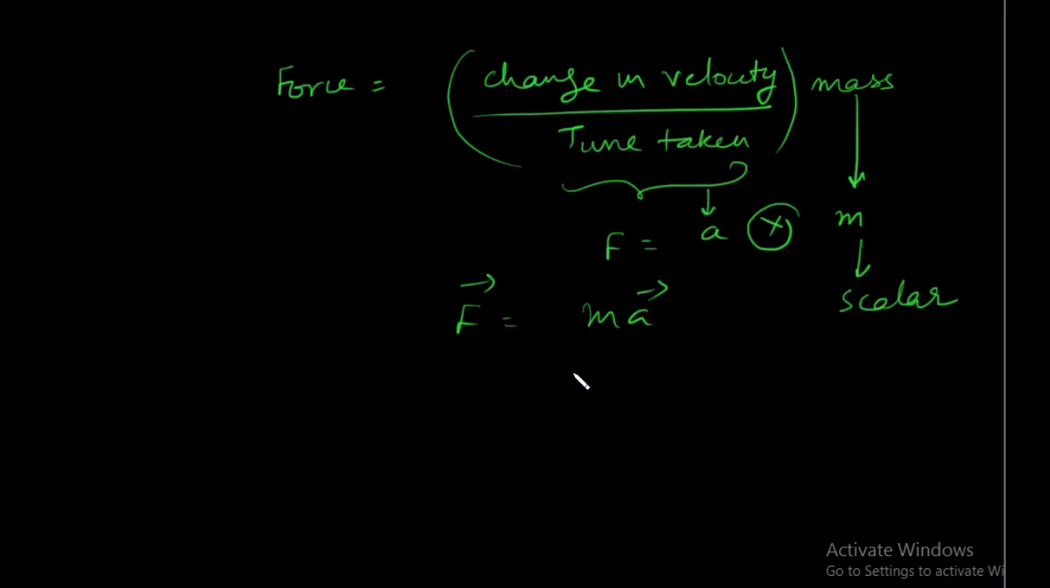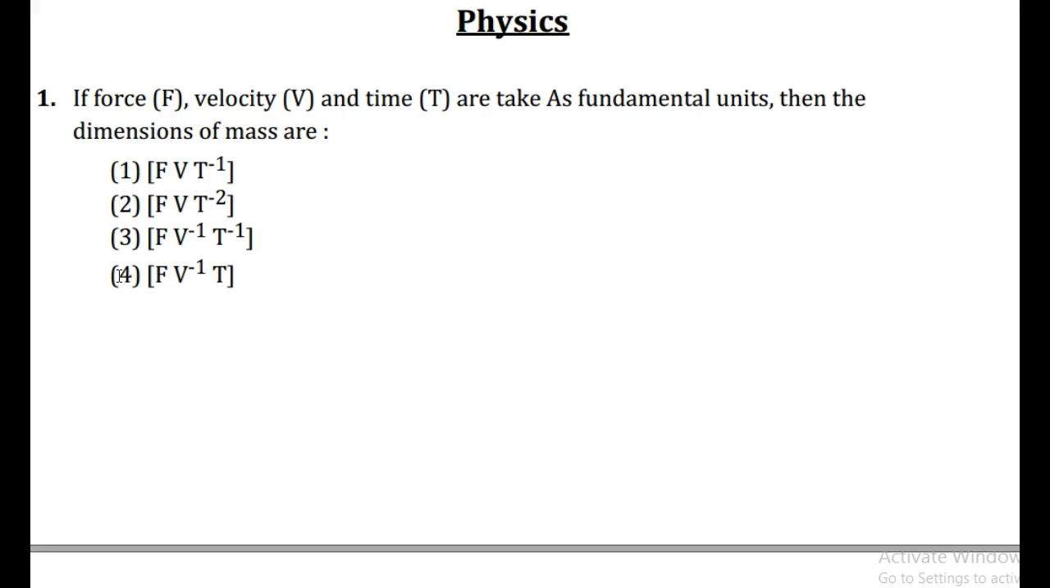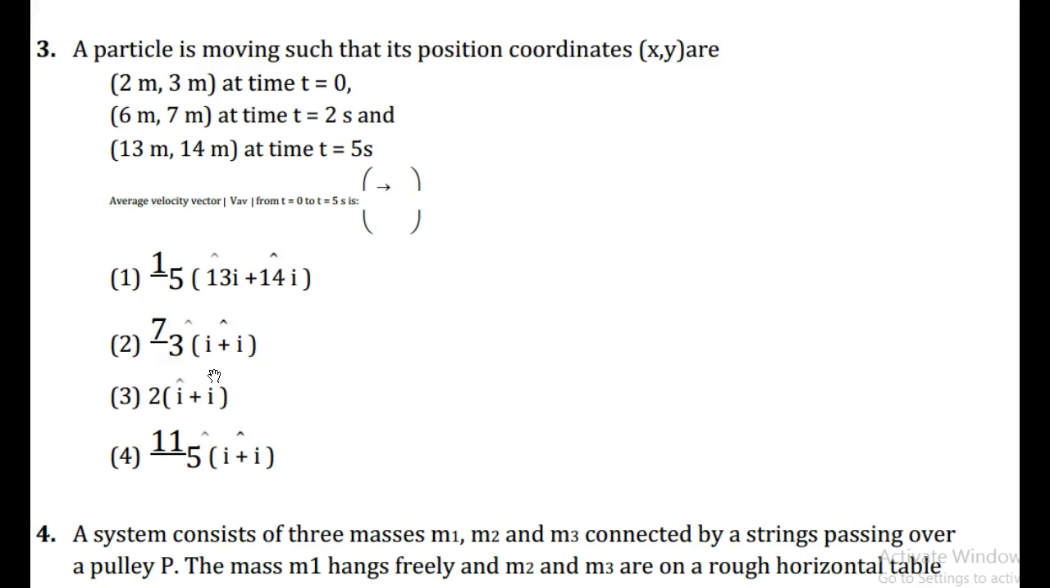Now it is asking the dimensions of mass. So this dimension can be written as F, and m is change in velocity, so velocity change, V, was the dimension of velocity, and time T. So F T by V, which is equivalent to F T V to the power minus 1. This is the dimension of mass in this case. So this is the answer, option 4. This matches our answer, F V minus 1 T. Now we move on to the next question.